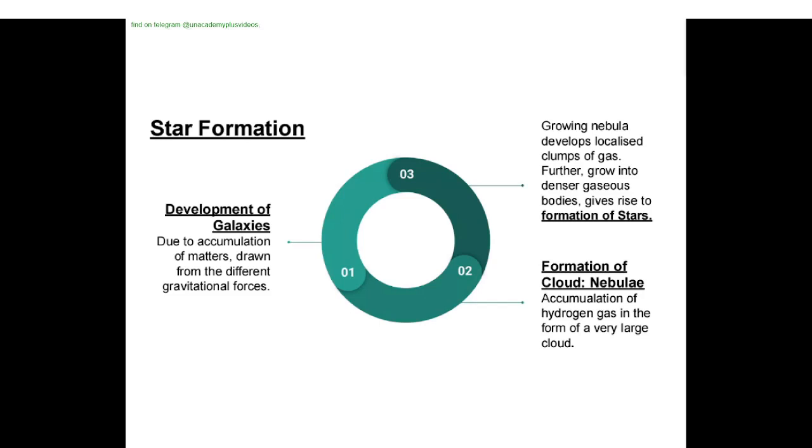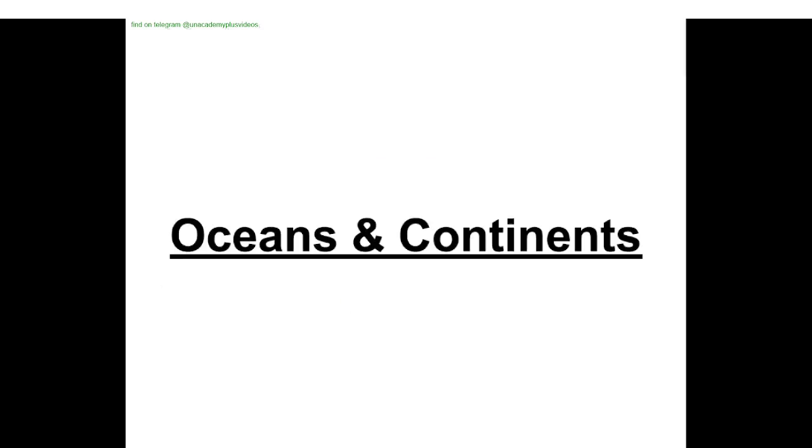Star formation. Stage 1: the development of galaxies due to the accumulation of matter drawn from different gravitational forces. Stage 2: formation of cloud nebulae. Accumulation of hydrogen gas in the form of a very large cloud forming a nebula. Stage 3: formation of stars. The growing nebula develops localized clumps of gas, which further grow into denser gaseous bodies, giving rise to the formation of stars.